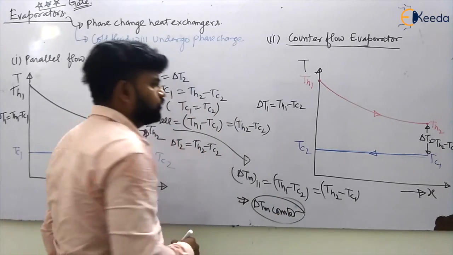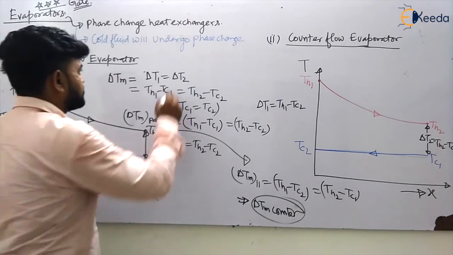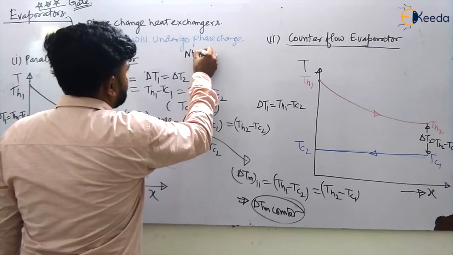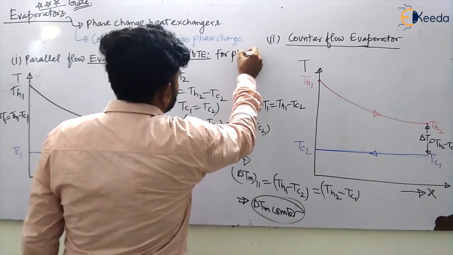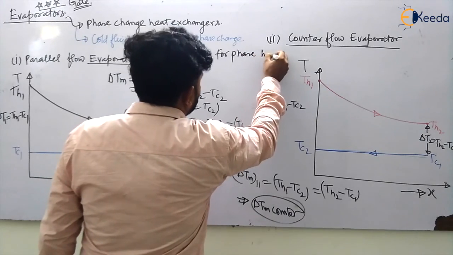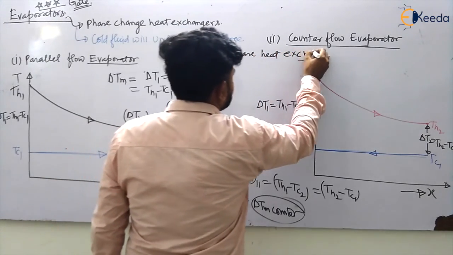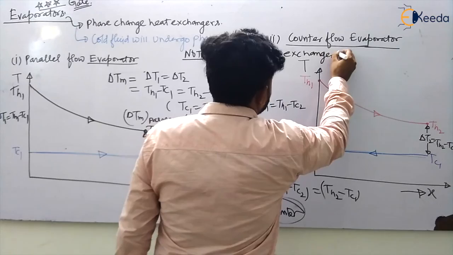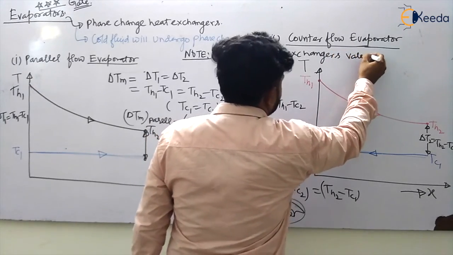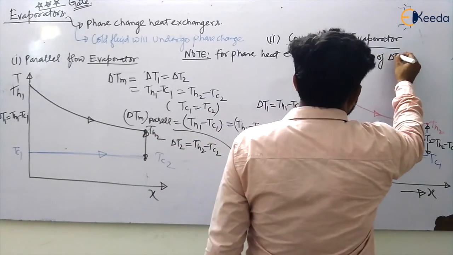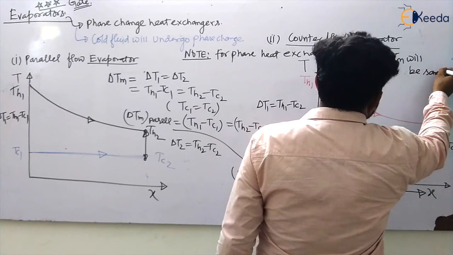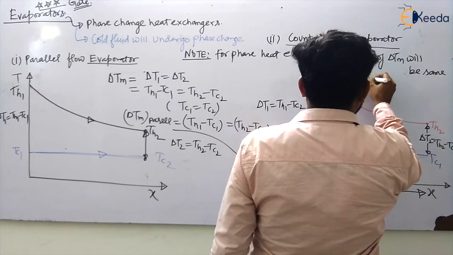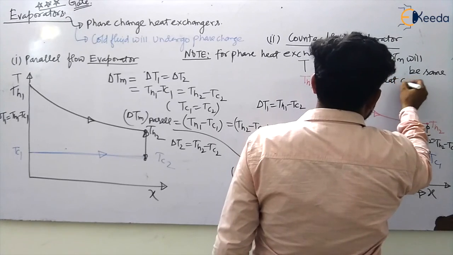So I can conclude for the phase change heat exchangers, again for phase change heat exchangers, the values of delta Tm will be the same when heat capacities are the same.